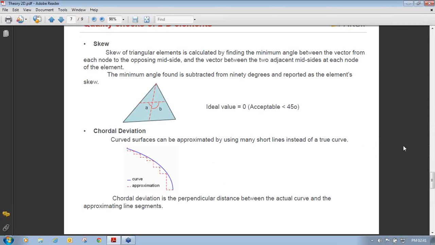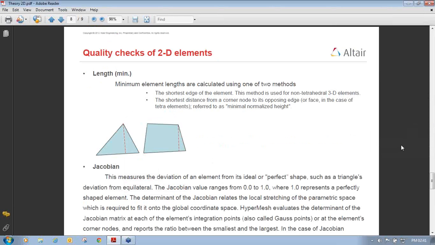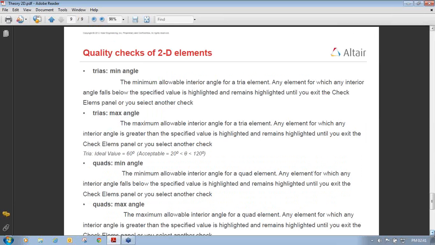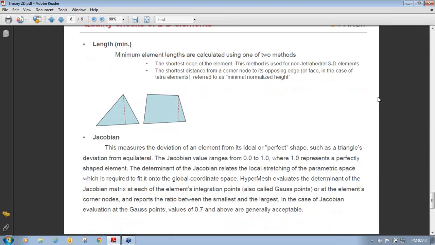Now we will move to the next quality check, that is minimum length. The minimum length can be defined as minimum element length, calculated using one of two methods. First is the shortest edge of the element. This method is used for non-tetrahedral 3D elements, that is, either penta elements or hexa elements.